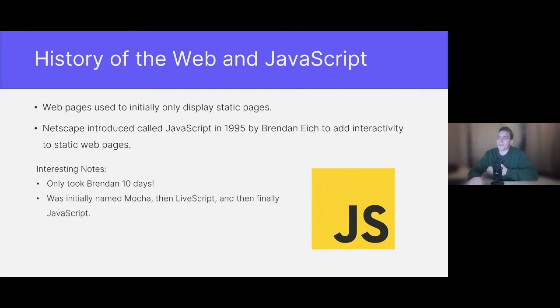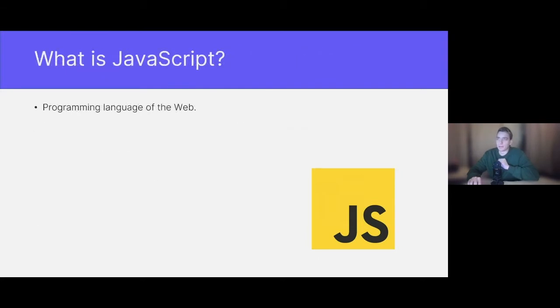It was initially called Mocha, then LiveScript, and then finally JavaScript, and it won the battle over all of the other languages such as ActionScript, Silverlight, and Flash. So as we know, JavaScript is the programming language of the web. It is an interpreted language, and it is dynamically typed, as most scripting languages are.